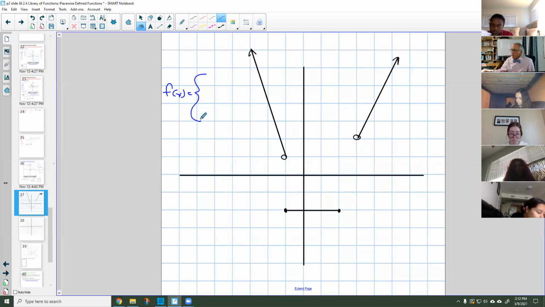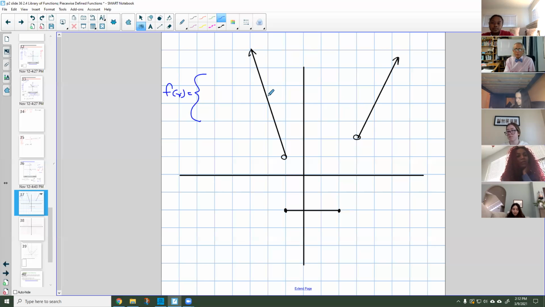Juji, how many pieces do you see? Here, there you go. How many pieces in this function? Wait, I'm confused already. Well, I just count them. The three. Yeah, three pieces.